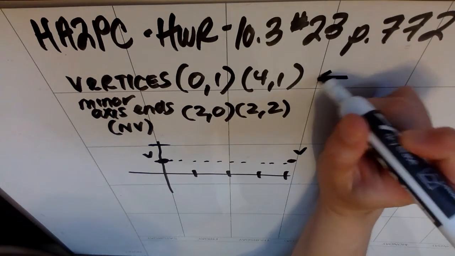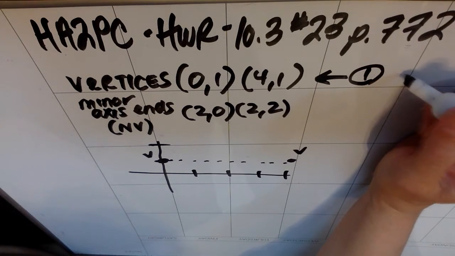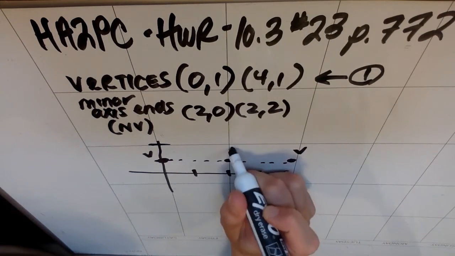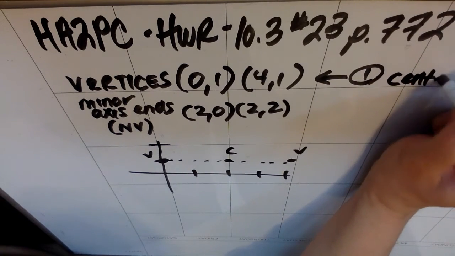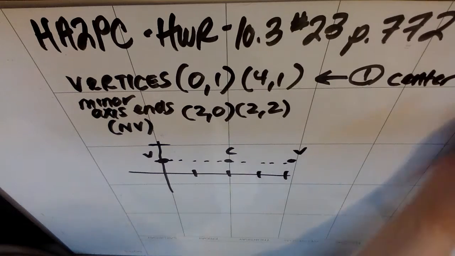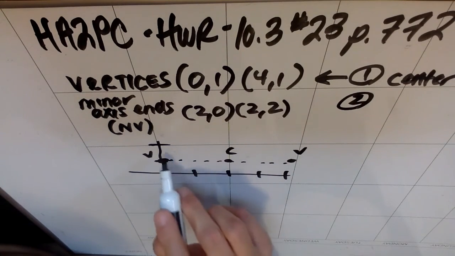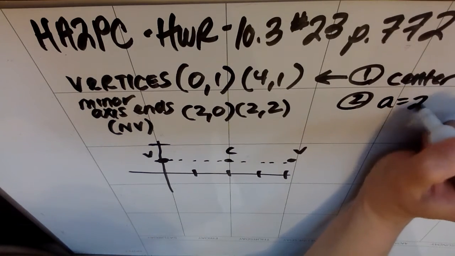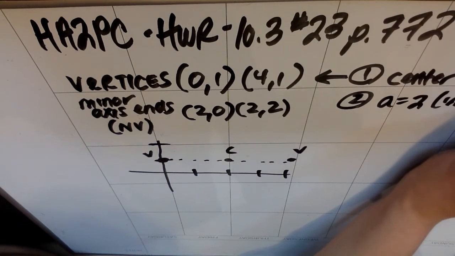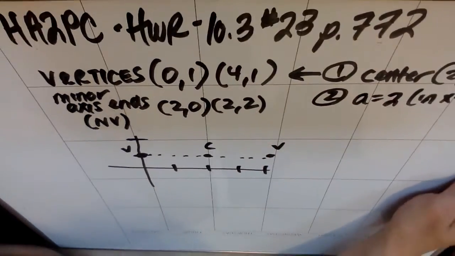Piece of information number 1 is that the vertices are in the x direction, right? And that the center has to lie halfway between them. So the first piece of information I get is that the center is going to be (2, 1). The second piece of information I get from this is that the distance between the vertex and the center, which we call A, is 2 units, and it's in the x direction, which is going to matter. So just this piece of information gave me 2 pieces of information that I need.